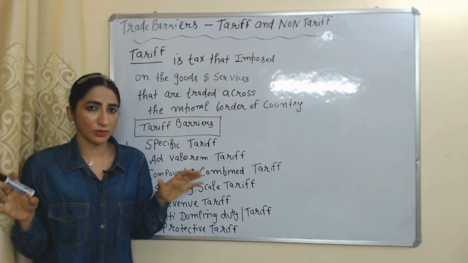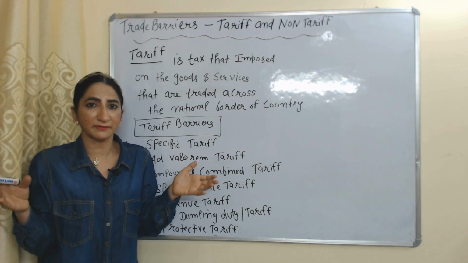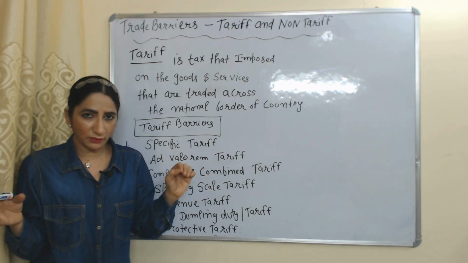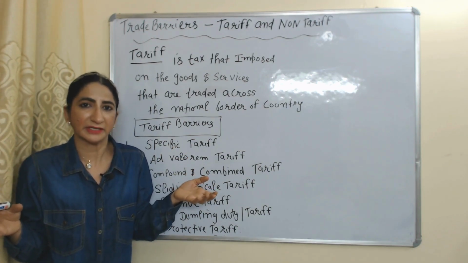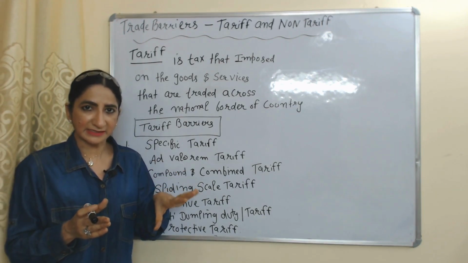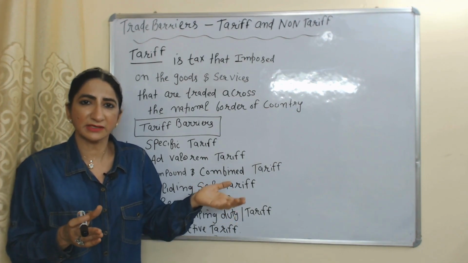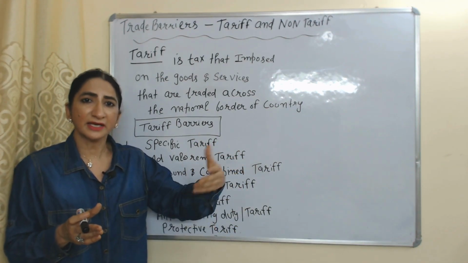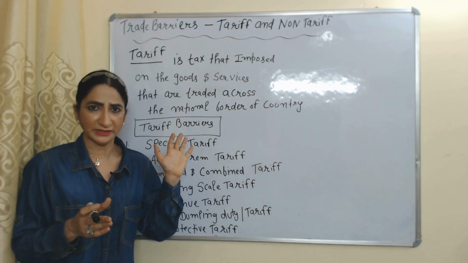Today we are going to talk about tariff and non-tariff barriers. First of all, we are going to talk about tariff barriers. What do you mean by tariff? Tariff is a tax that is imposed on goods and services that are traded across the national border of any country.